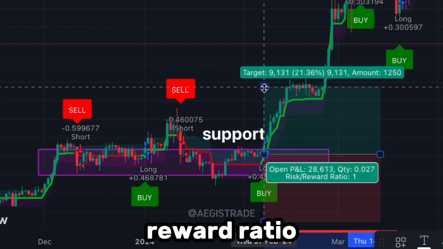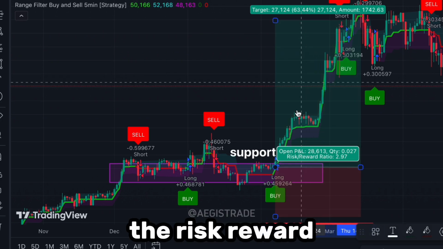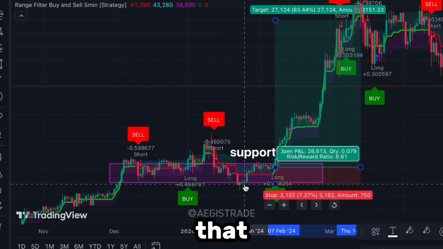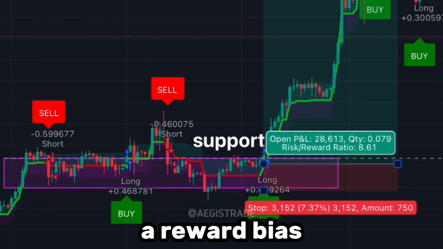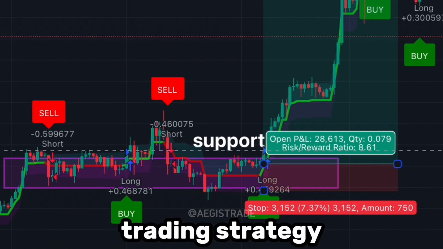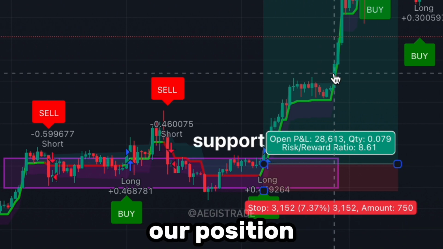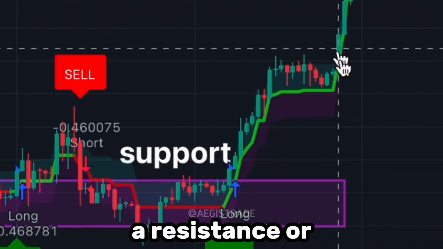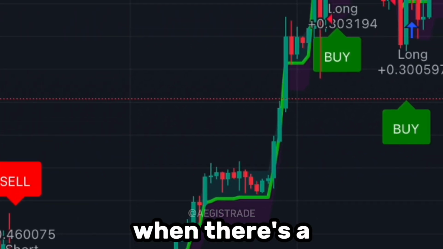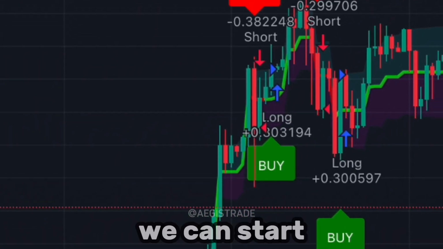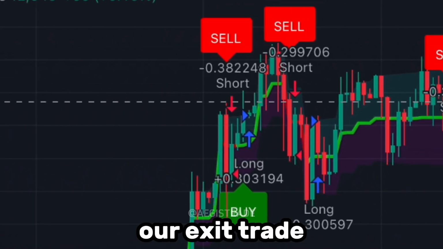When using the risk-reward ratio, make sure that the risk-reward projection is more than 1 so that we can have a reward-biased trade based on the trading strategy. We can hold our long position until we find a resistance or reversal in momentum. When there's a reversal in momentum, we can start to plan for our exit from the trade position.